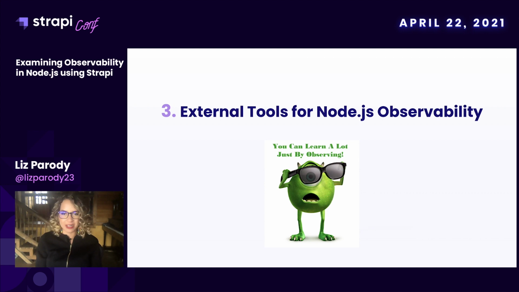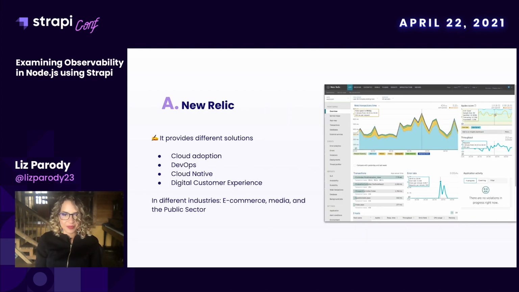External tools for observability. First, we're going to see New Relic. New Relic is an observability platform built to help engineers create better software. From monoliths to serverless, it helps you to instrument everything, then analyze, troubleshoot, and optimize your entire software stack, all from one place. It also provides different solutions from cloud adoption to digital customer experience, and this is how New Relic insights appear. You can see web transformations time, the application activity, error rate, host, and others.